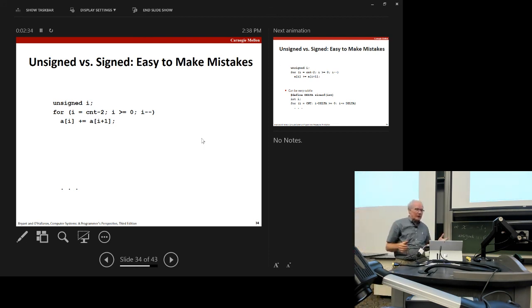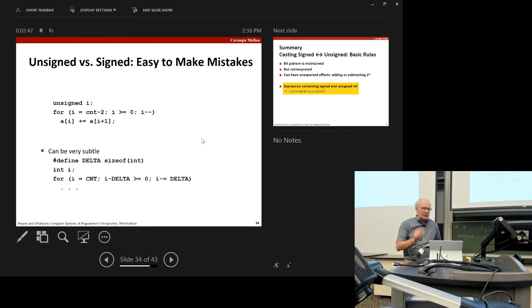So you look at that, you go, well, what do you expect? You should never say i greater or equal to 0, because anyone can tell it's never going to happen. It can be much more subtle than that, though. Way more subtle. And here's an example. Suppose somewhere I have a number I've defined, because I don't want to keep using sizeof all over the place, so I just call it delta.